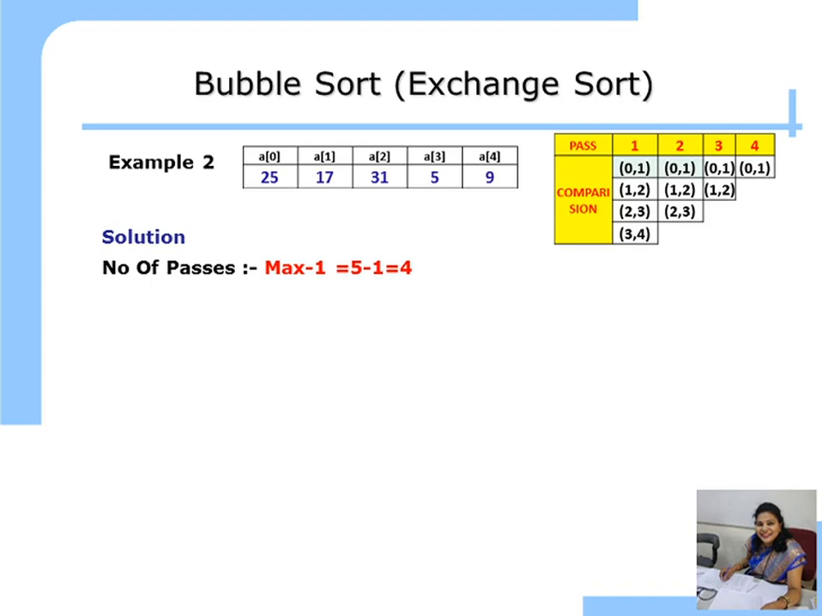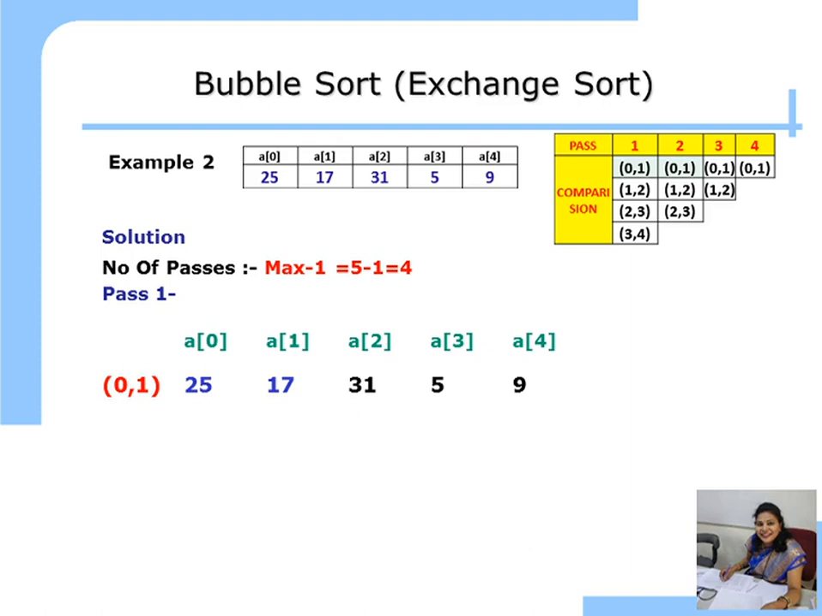So how many passes do you require to sort these numbers? Maximum 4 passes. Let us start with pass 1. In pass 1 we take the input 25, 17, 31, 5 and 9. Since it is pass 1, we have to perform 4 comparisons.